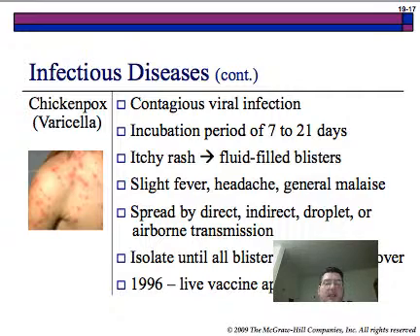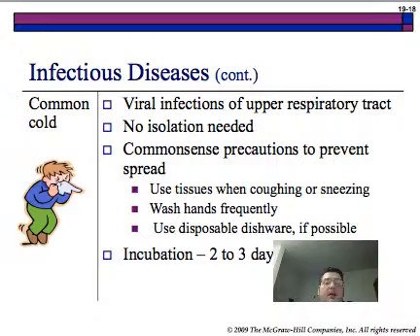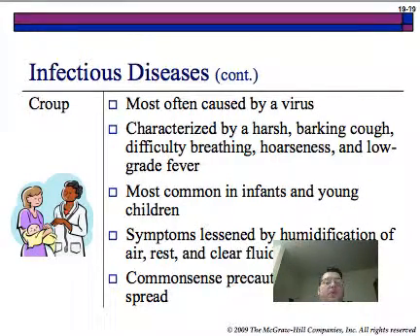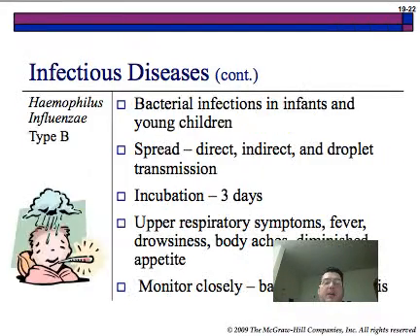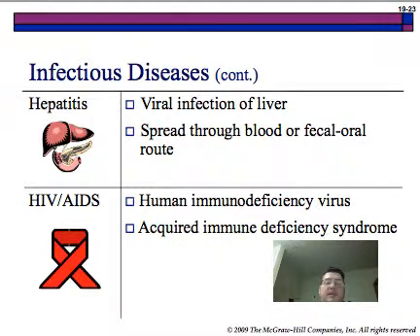And here's some information on chickenpox, the common cold, croup, diphtheria. The slides are posted here, so I'm going to go through each of these, and definitely go back through and take a look at each one. Epstein-Barr virus, Haemophilus influenzae type B, which is your bacterial infections in infants. Hepatitis A, B, C, or non-A and non-B, which is now hepatitis C.